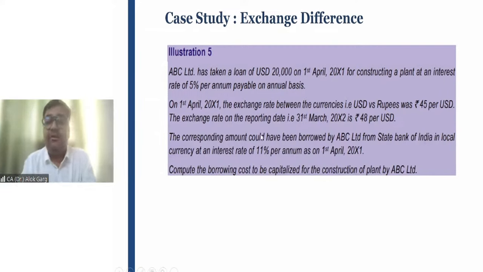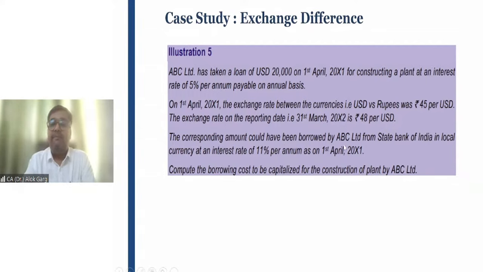The exchange rate on the reporting date, 31st March 2002, becomes 48 rupees per US dollar. So the dollar becomes stronger by 3 rupees, which means a loss of 3 rupees on this $20,000 loan. So 20,000 multiplied by 3 is 60,000. There is a foreign exchange loss of 60,000 rupees.